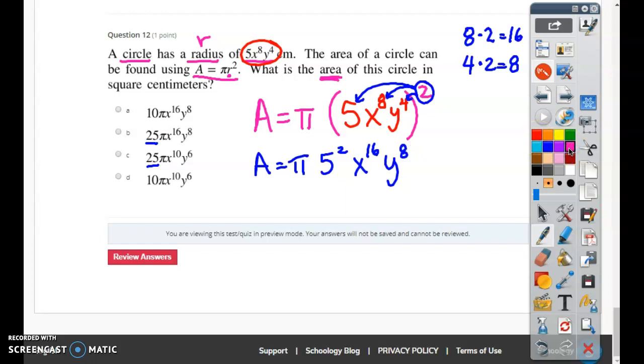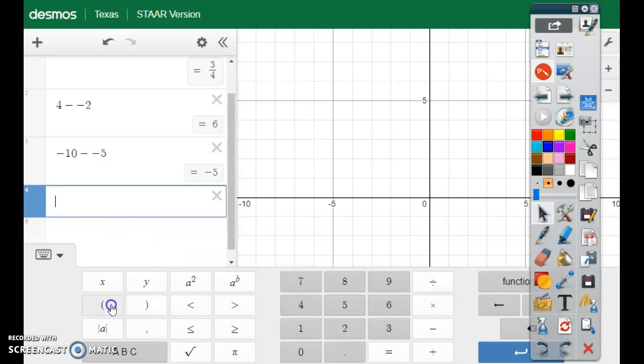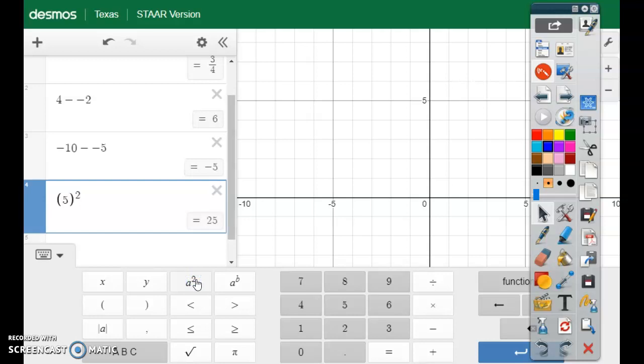Okay, this is the only thing that you're going to put in Desmos. So in Desmos, I'm going to put parentheses 5, close parentheses, squared. That's how you get the big number.